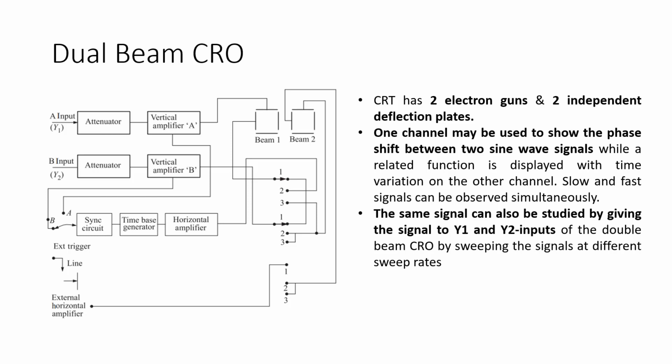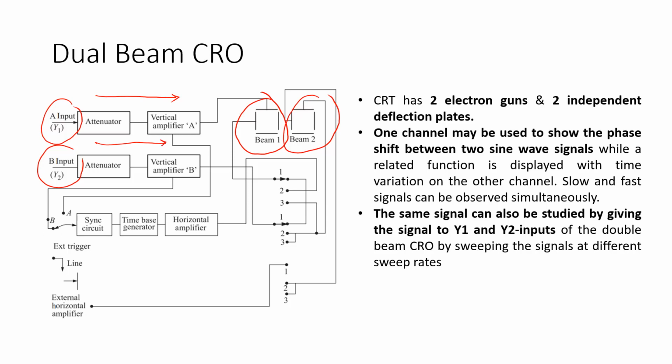You can see from this figure that we have two beams of CRO. The first one is beam 1 here, and the second is beam 2. And we can see we have two inputs here. This is Y1 from input A and Y2 from input B. Y1 and Y2 have similar blocks after the input signal. There is an attenuator and then a vertical amplifier for input A, and then an attenuator and vertical amplifier for input B.